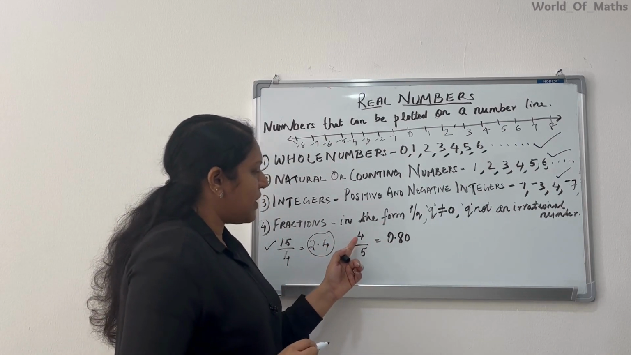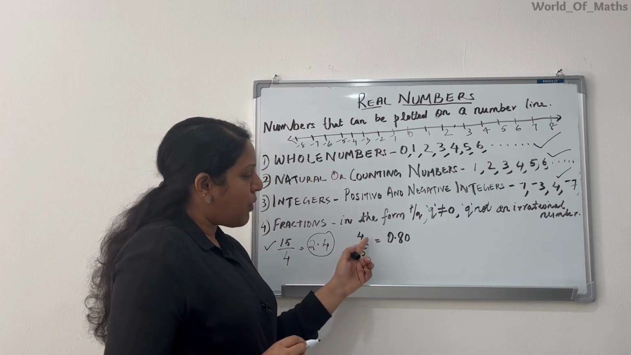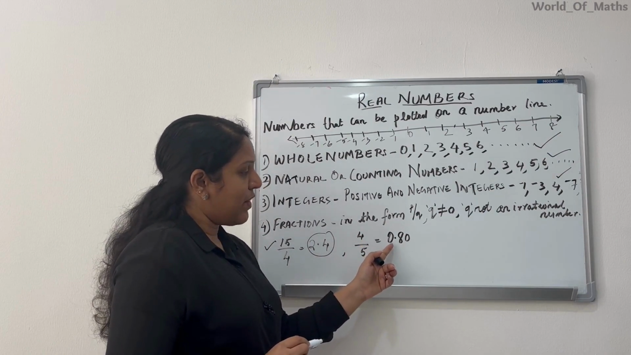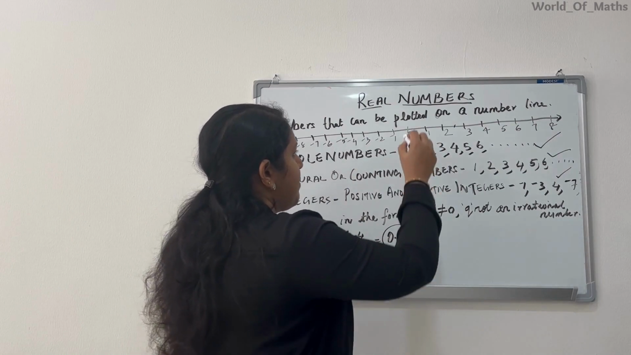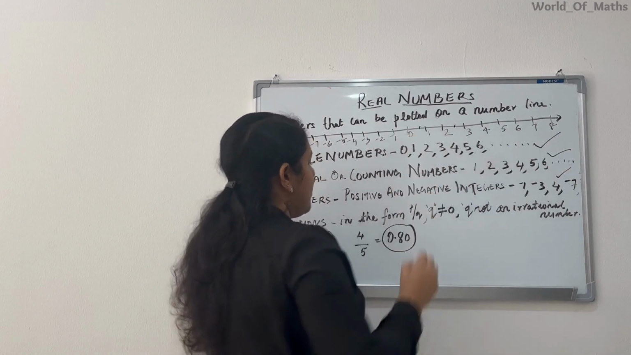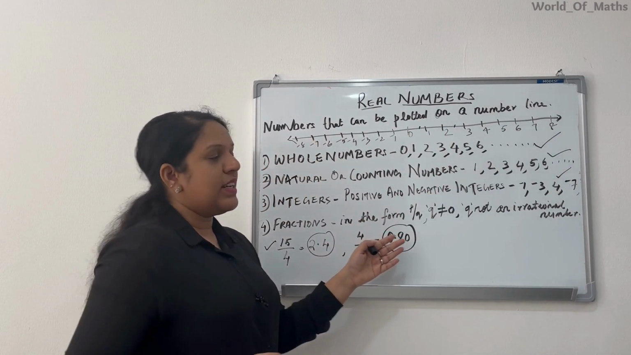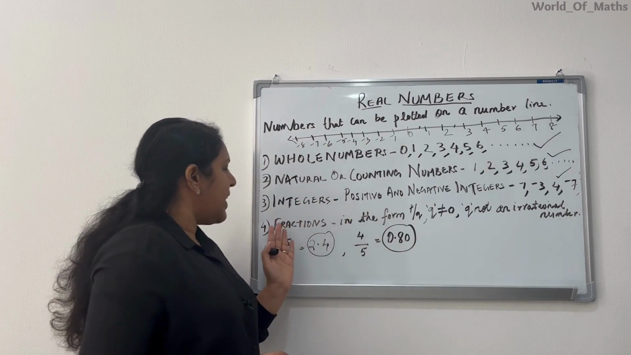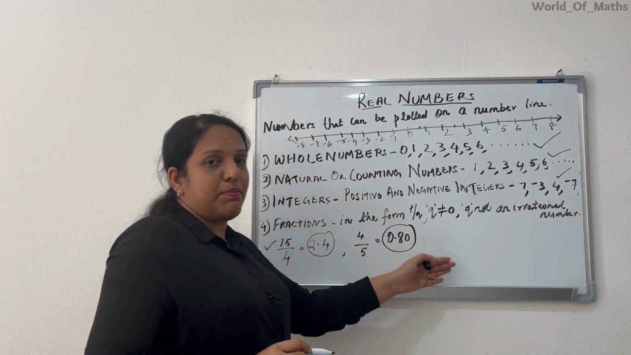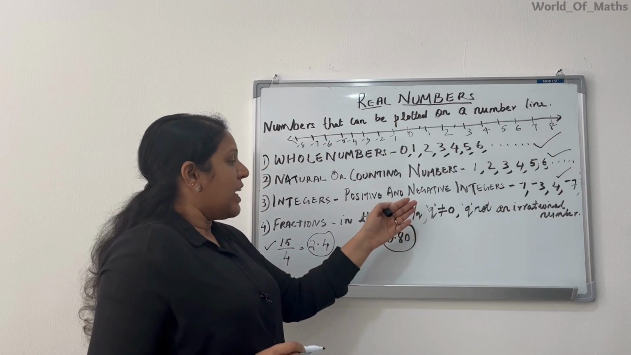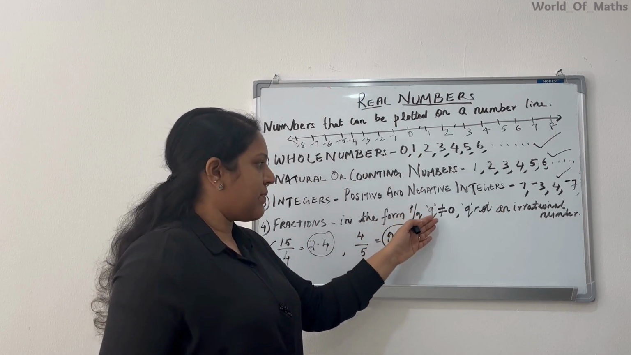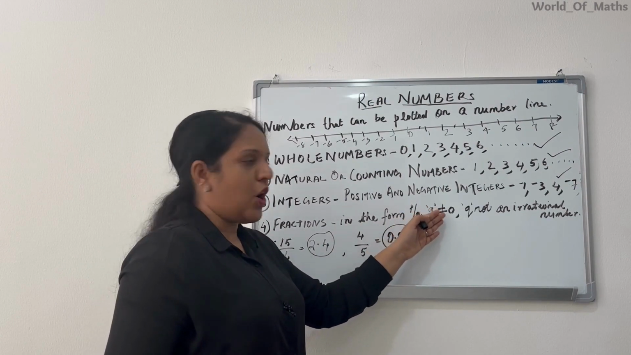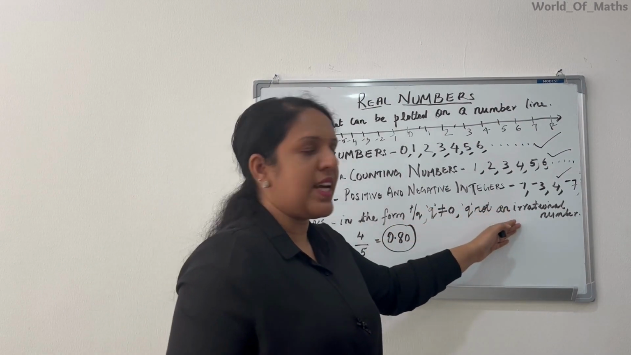The second fraction is 4 by 5, whose simplified form is 0.8. Can we plot 0.8 on a number line? Yes, we can plot 0.8 somewhere here, which is also on the number line. So we can say fractions are also real numbers if they are in the form of p by q and satisfy the conditions that q is not equal to 0 and q is not an irrational number.